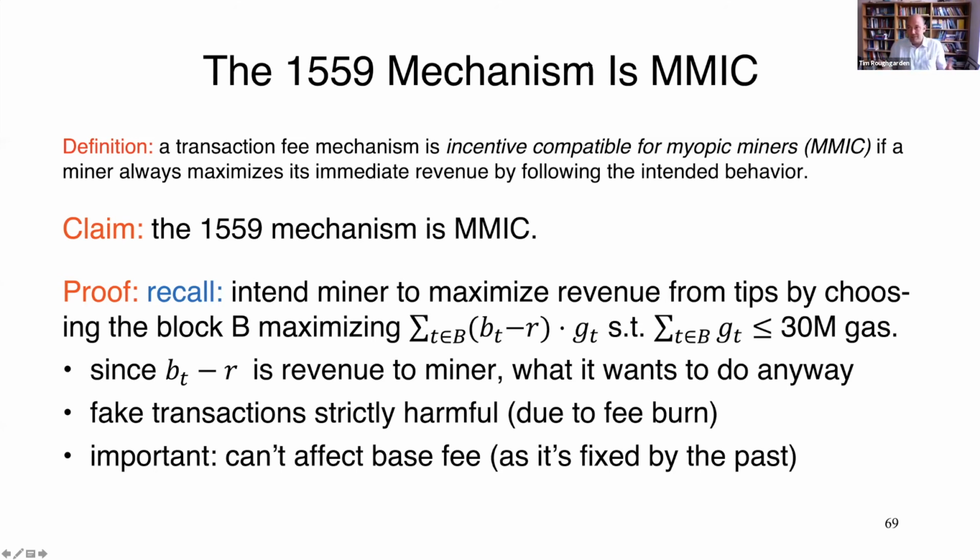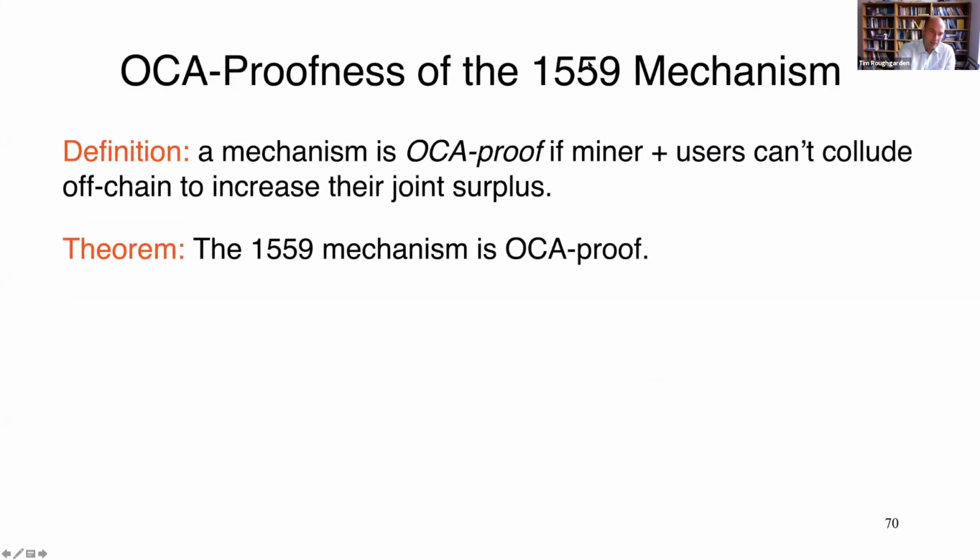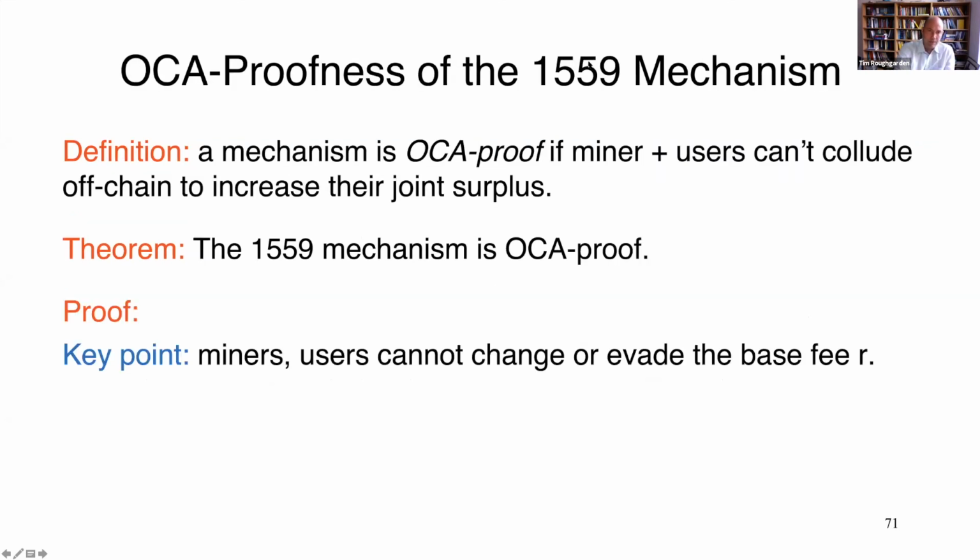So that's just sort of money that it cannot get access to. So all the miner can really manipulate is what the tip revenue is that it gets. And so we're just expecting the miner to pack the block as full as possible with eligible transactions to maximize the sum of the tips. And that's exactly what the miner is happy to do, just like it's happy to maximize revenue in a first price auction. So it's MMIC for roughly the same reasons as before.